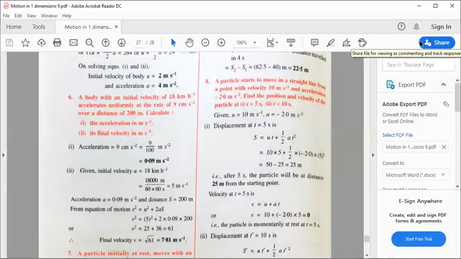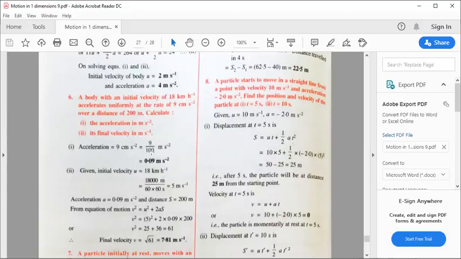A body with initial velocity of 18 kilometer per hour, acceleration is 9 centimeter per second square. Now everything is given in different units. 18 kilometer per hour means I need to first convert it into meter per second. So 18 into 5 upon 18, if you remember how to convert. So 18 cancels, the answer will be 5 meter per second. Now the acceleration is given as 9 centimeter per second square, so I need to convert it into meter. So it will be 9 upon 100. I hope you know this.